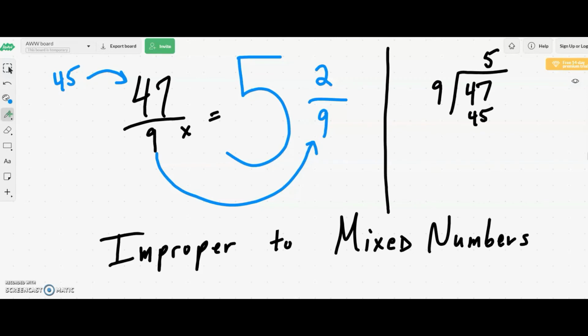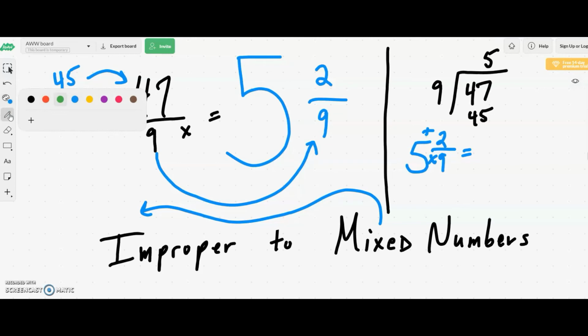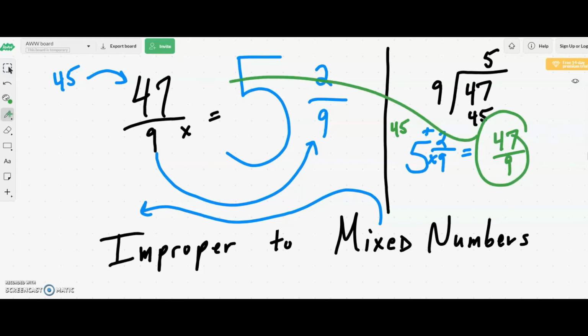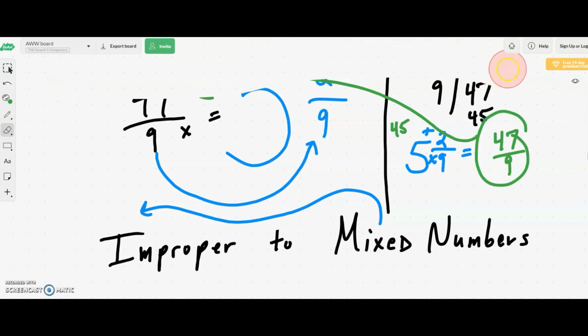And a trick I always teach, I teach the fifth grade every year, is if you wanted to check it, let's convert it back from mixed to improper. And we learned this in a previous lesson. You're going to multiply and then add. So if I did 9 times 5 is 45, plus 2 is 47 over 9. And look at that. There it is. Okay, good. That's just a check. You don't have to, but it's something you should know how to do.